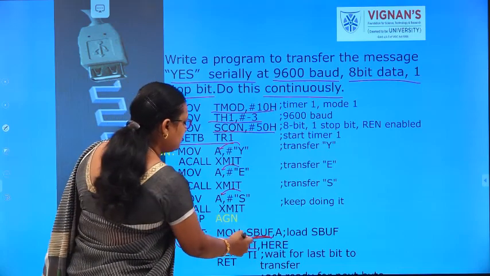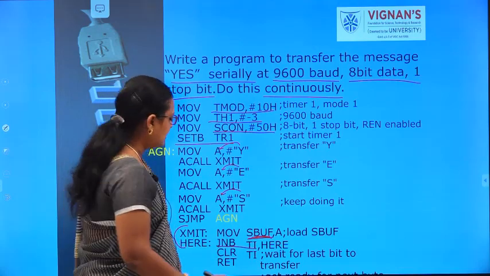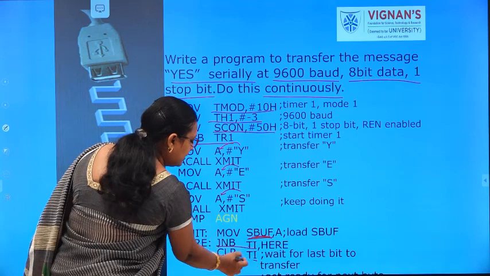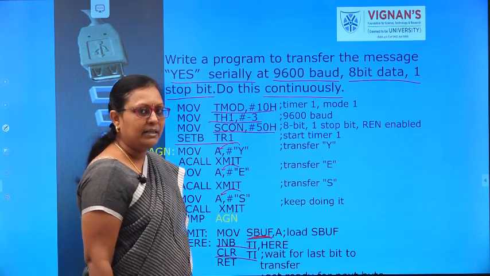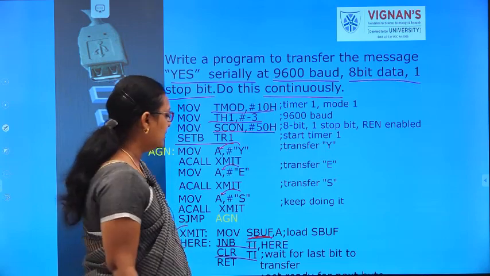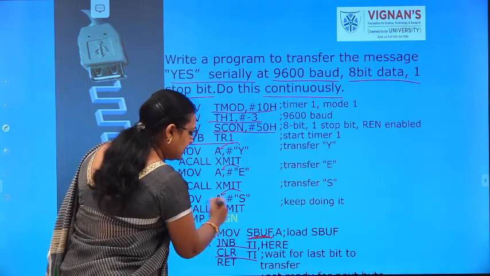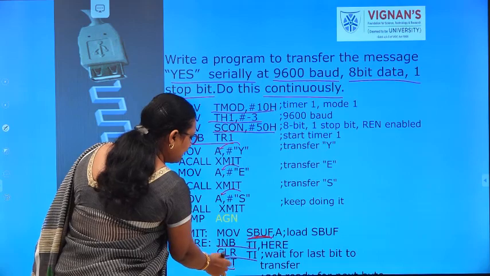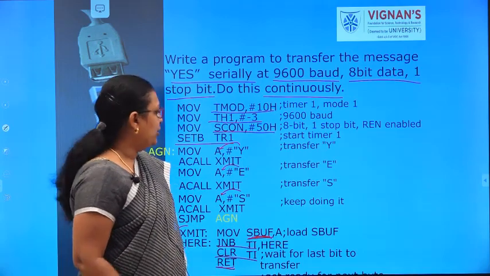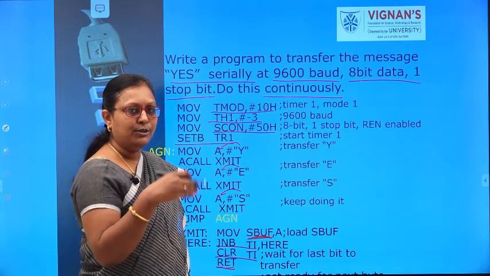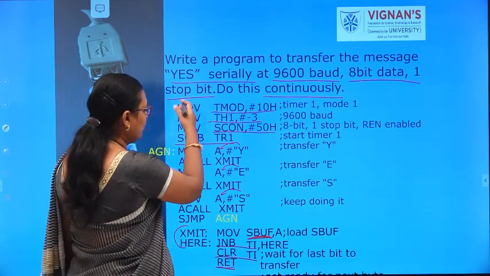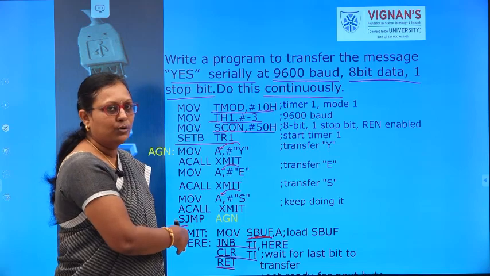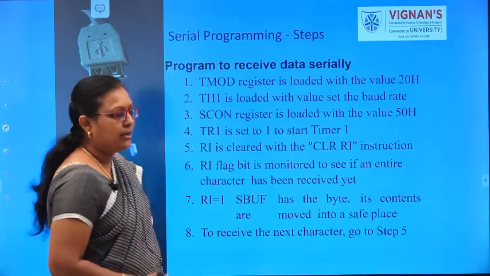Once this bit gets set, it will be cleared by using the clear TI bit instruction, CLR TI. It has to be cleared once it gets set. So the data is transmitted completely and control returns to the main program in order to continue the transmission of the next message. Okay, so this is the mode of transmission we are looking at here.